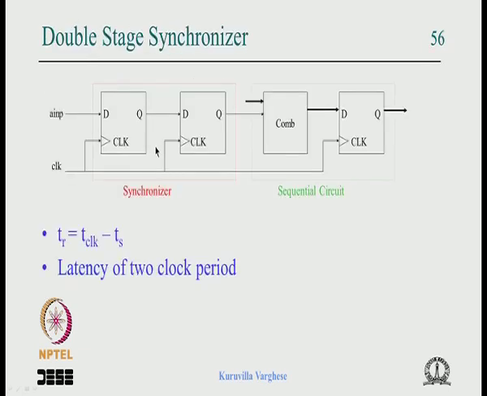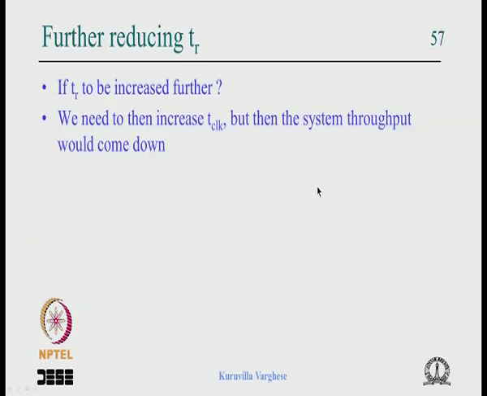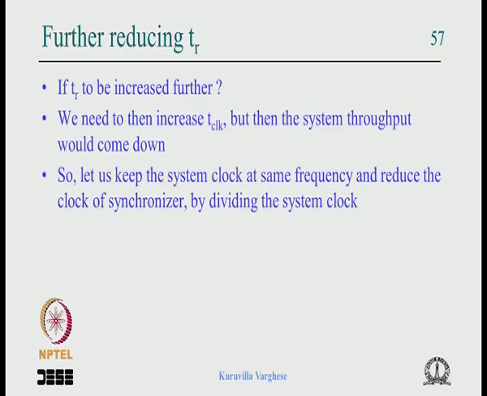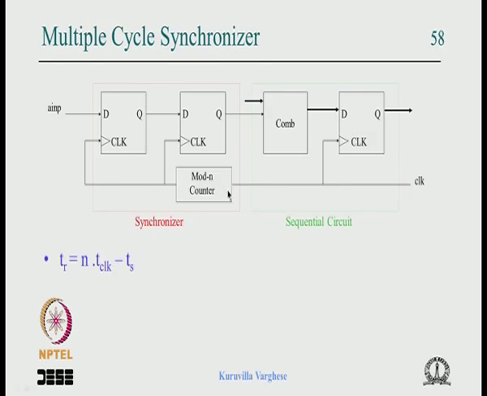Now suppose you assess the probability and find that it is not enough, the mean time between failure is not very large. Then we will be forced to increase the clock period, but the rest of the design should not be affected. So what we do is divide the clock for this part and retain the original clock for the sequential circuit, the main data path. So that is what is shown here.